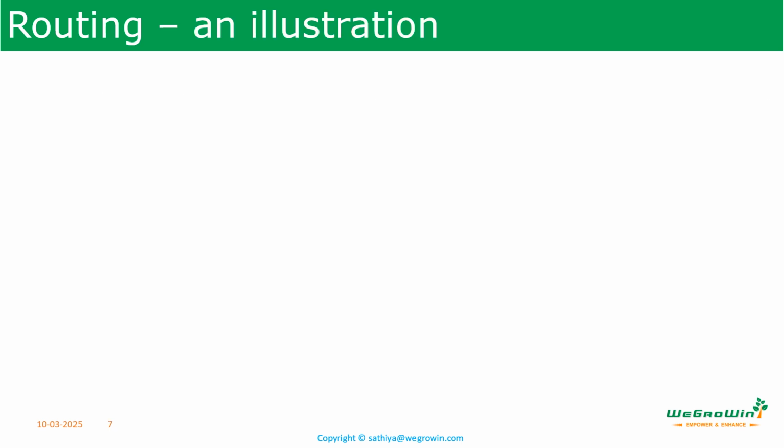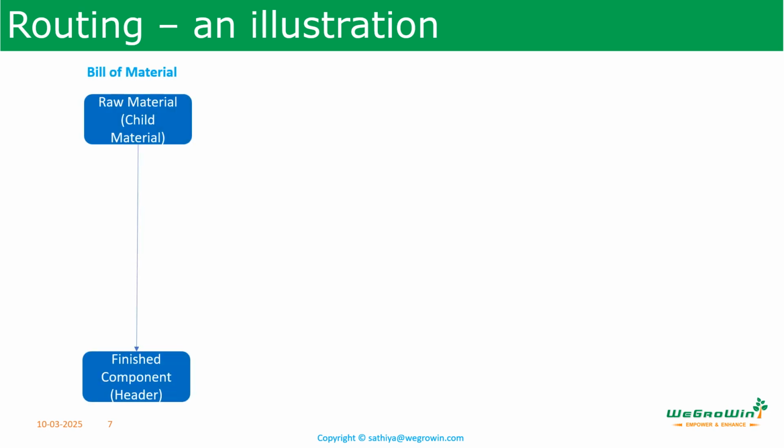Let us understand about routing with a simple example. There is a bill of material where a raw material has to be converted into a component. So here raw material is the child material in the bill of material and the finished component is the header material in the bill of material. So it starts with the bill of material.